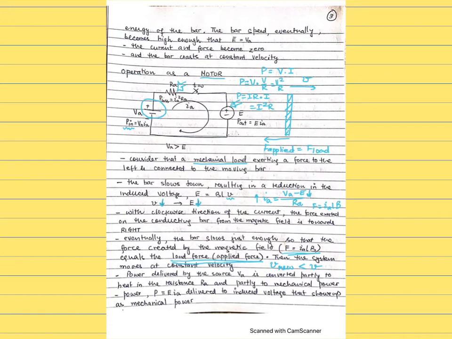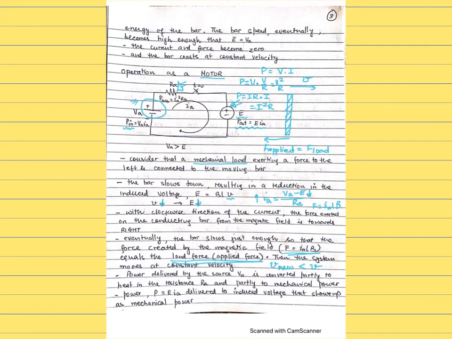So I squared R. Similarly, the power consumed by the conducting bar is given by the voltage E multiplied by the current IA. This is the power given to the conducting bar. That's the power consuming element as well.